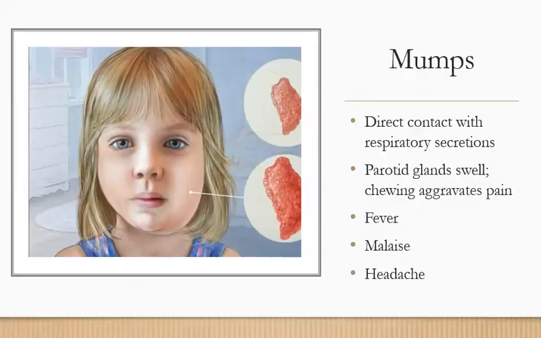Mumps. This is if they come into direct contact with respiratory secretions. The parotid glands swell. Chewing aggravates the pain. They'll have fever, malaise, as well as headache.